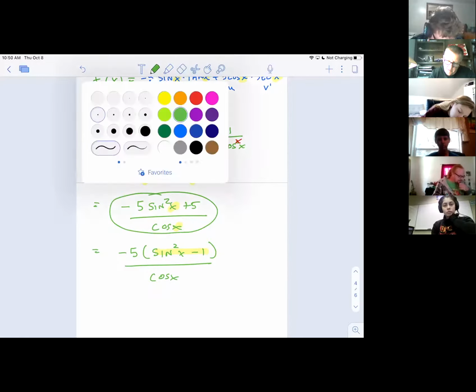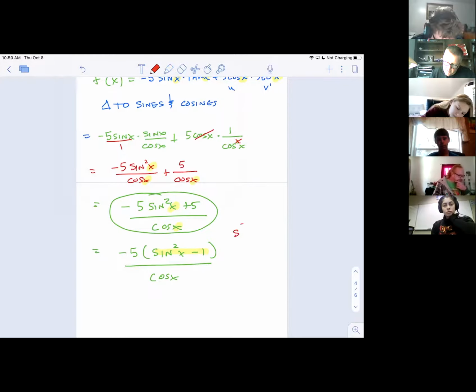You might have memorized the identity, which I'm going to write in shorthand: sine squared plus cosine squared equals 1. But that's not what this says. This says sine squared minus 1. Well, I could subtract that 1 over to this side, but then I would have to subtract the cosine squared to the other side. So sine squared minus 1 could be replaced with minus cosine squared. Minus 5 times minus cosine squared.